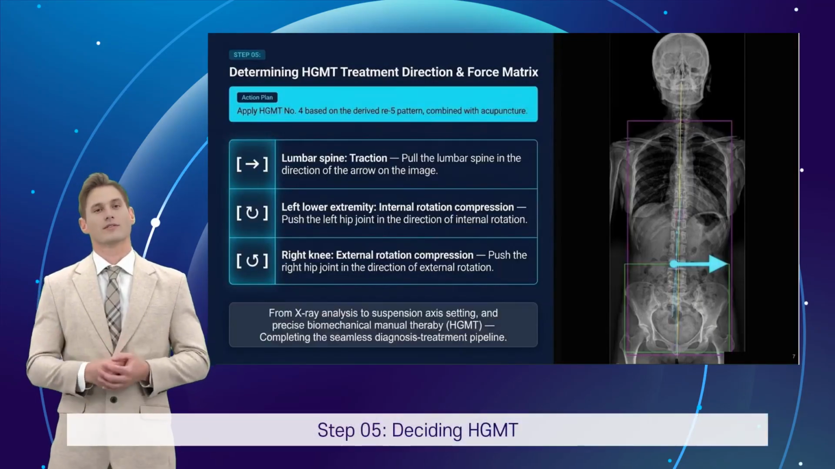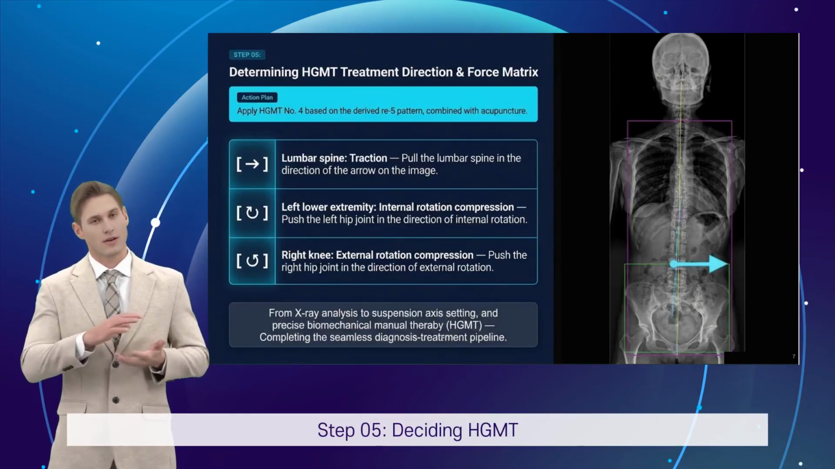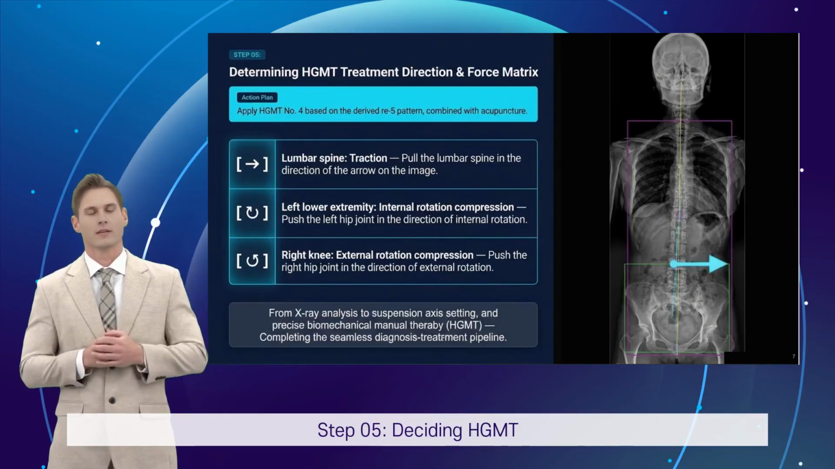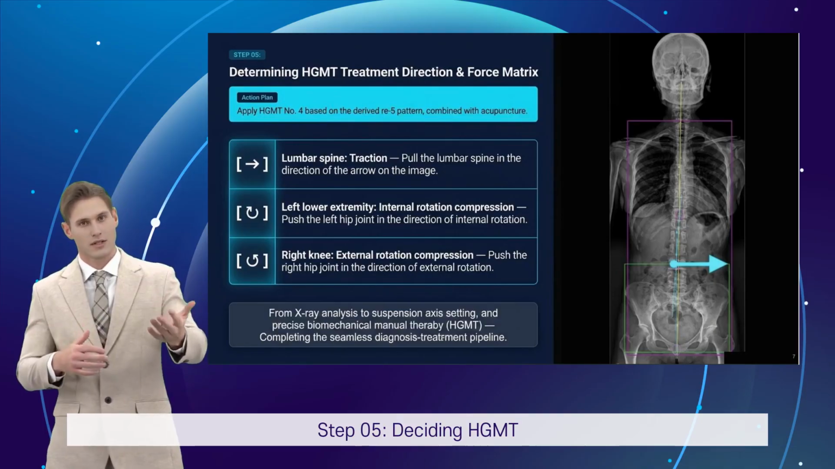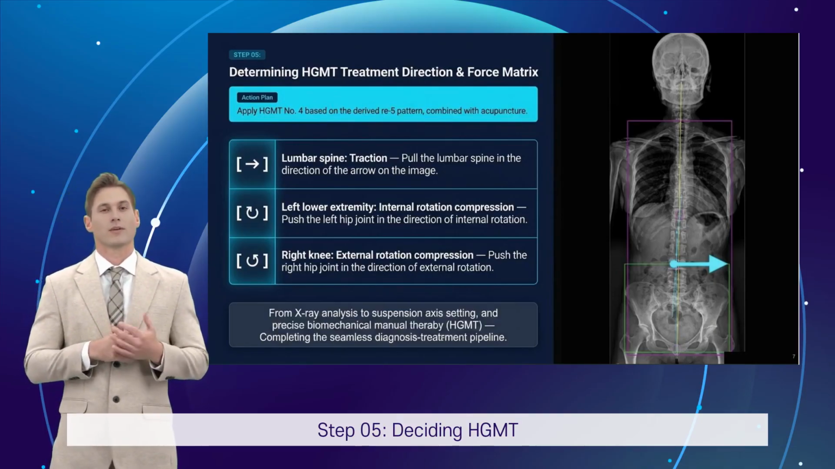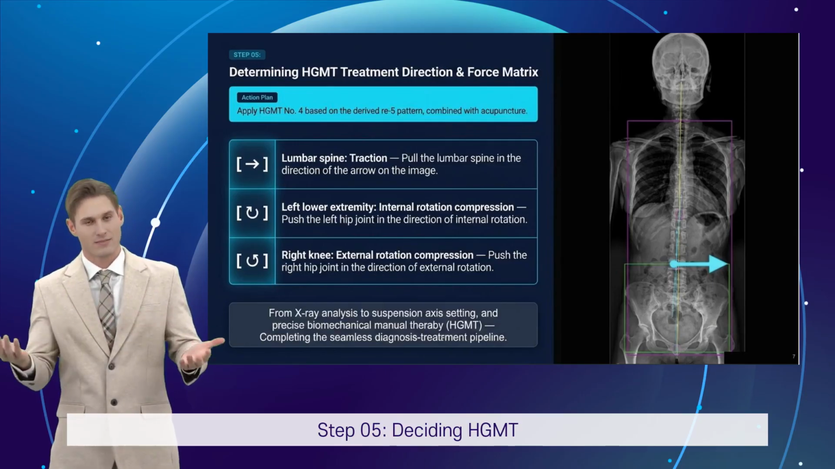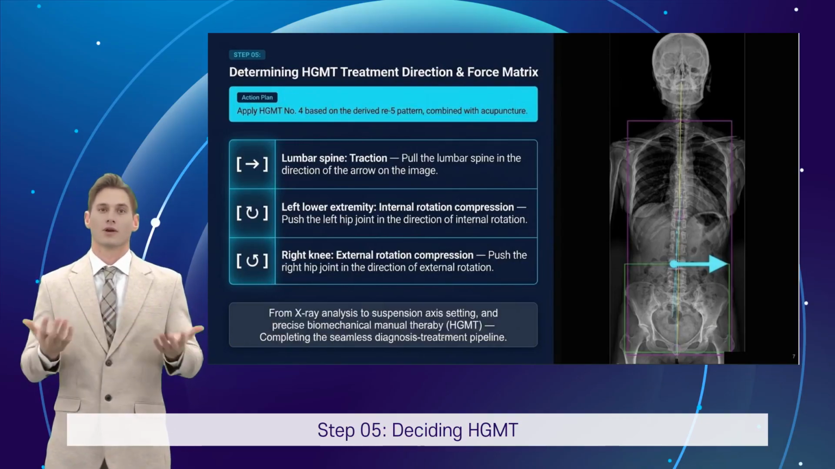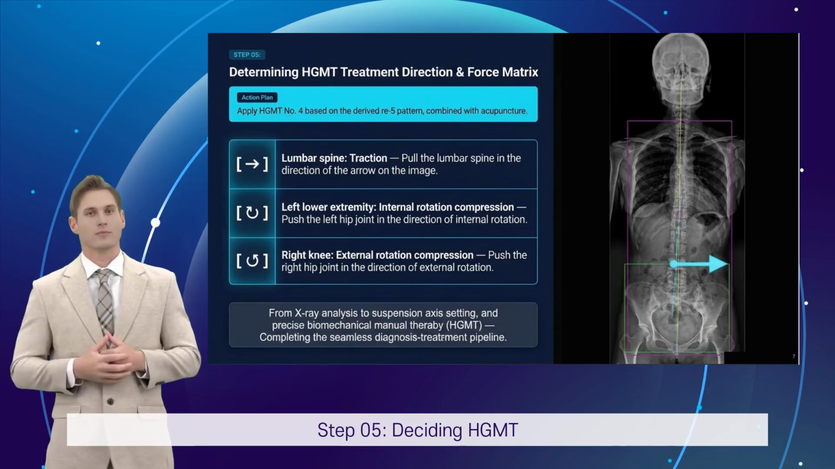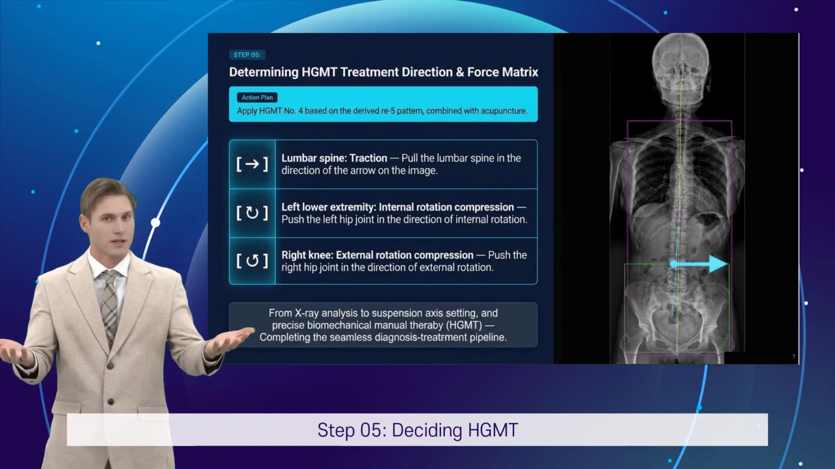Finally, based on the Re5 pattern we've identified, we decide on HGMT number 4, combined with acupuncture technique. The biomechanical force matrix breaks down into 3 directions. First, we apply traction to the lumbar spine, following the direction of the arrow shown here. Second, we push the left lower extremity inward, in the direction of internal rotation of the left hip joint. Third, we push the right knee outward, in the direction of external rotation of the right hip joint.